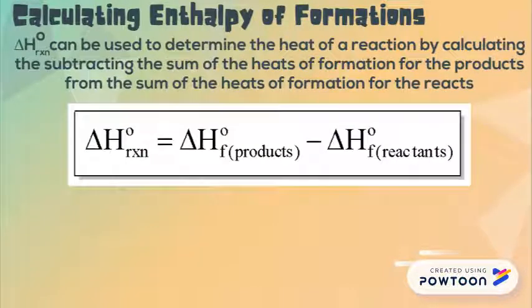The last way we can calculate the enthalpy of a reaction is to individually sum up the enthalpy of formation of the products and subtract them from the sum of the enthalpy of formation of the reactants. These values can be found in Appendix C of your textbook.